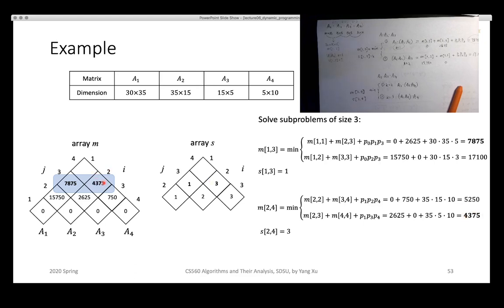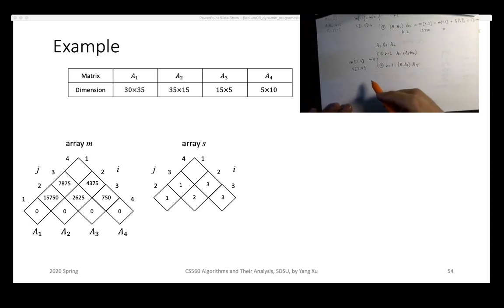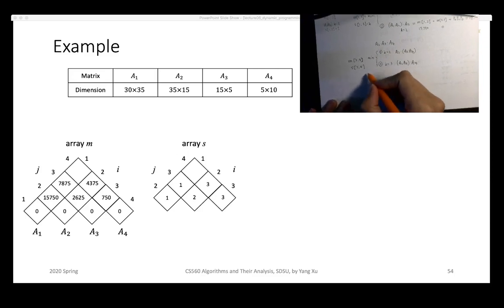Okay, so after this iteration, we have solved all the subproblems of size 3. So what's left is just one problem, which is the original problem that we want to solve. So lastly, we want to solve the original problem of size 4. The problem is like, I write it like A1 times A2 times A3 and times A4.